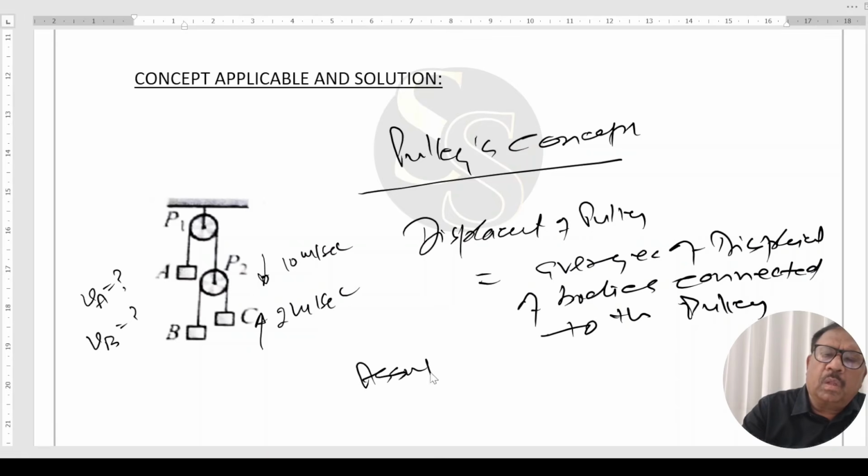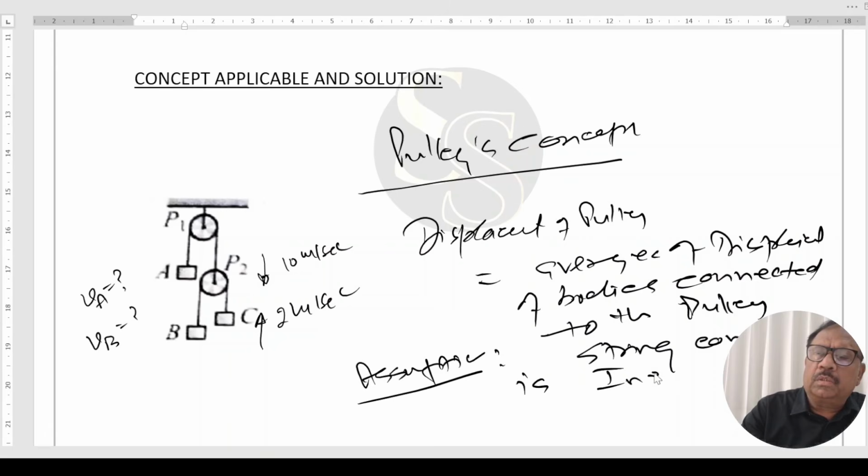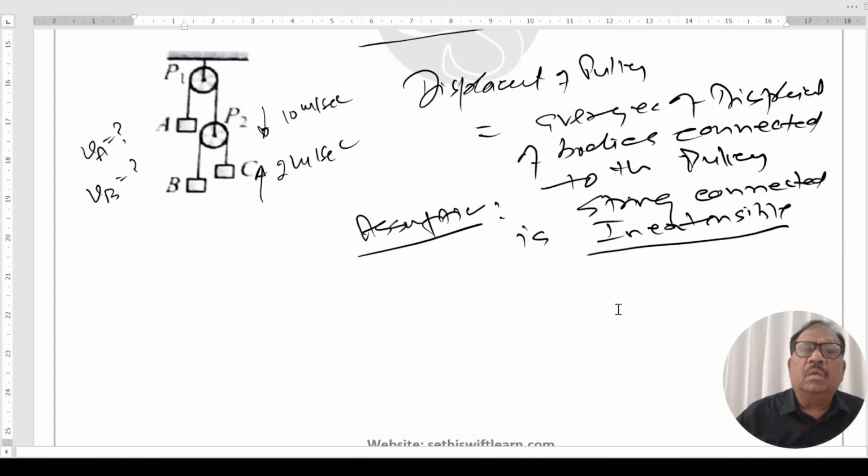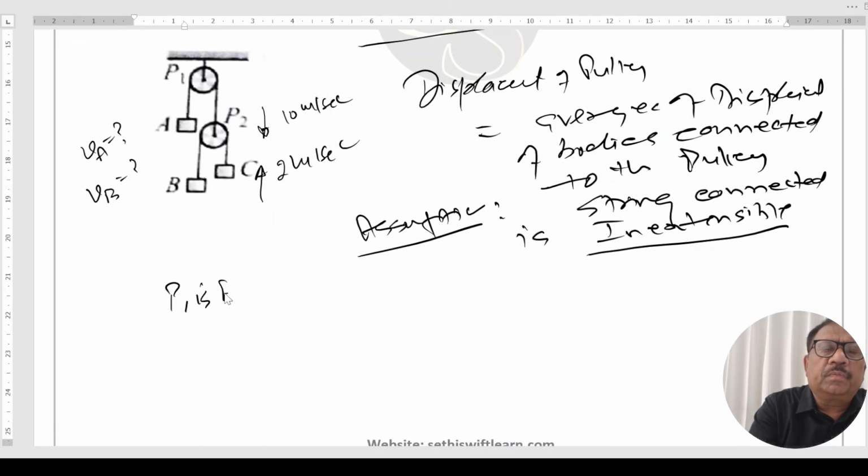Assumption: string connected is inextensible. यानी उसकी लेंथ में चेंज नहीं होना चाहिए. If pulley is fixed, displacement will be 0, right? Now, in this case, P1 is fixed. P1 के साथ कनेक्टेड है P2.